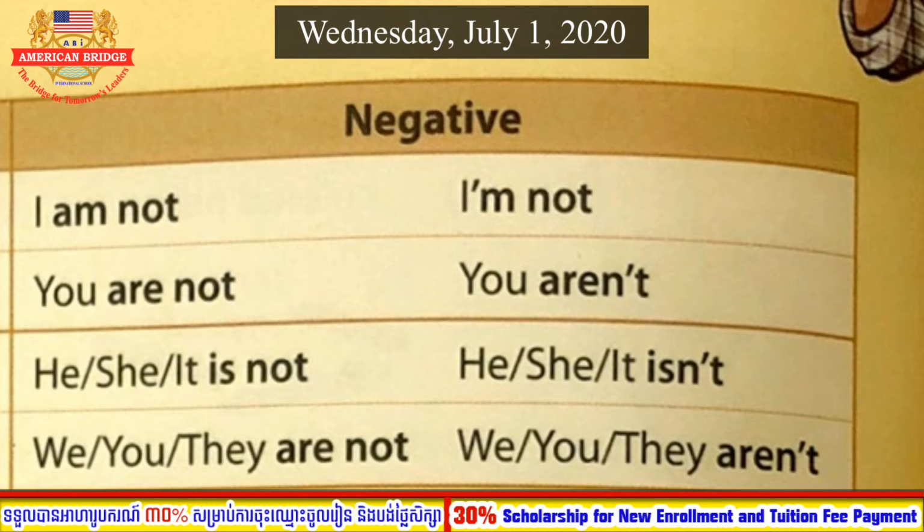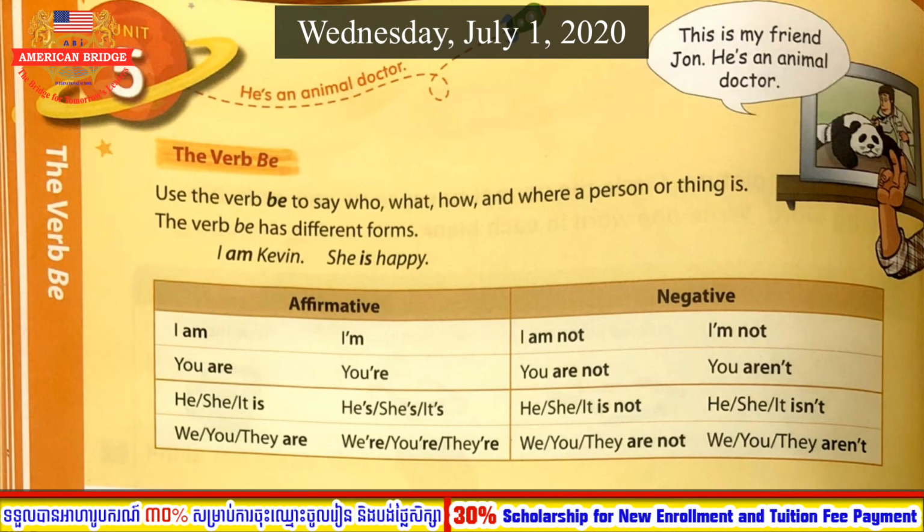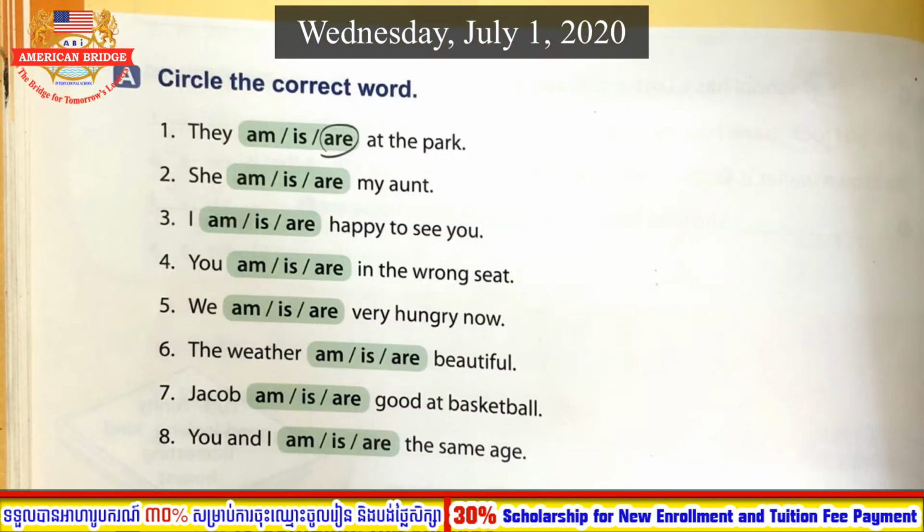We can use the short form or the contracted form. We aren't students. We aren't sellers. We aren't teachers. We aren't bankers. Okay, it means that we are not. So now you understand about the affirmative form and the negative form already. So now let's go to section A, exercise A. So there are two exercises, right? Exercise A and exercise B. So now let's go to exercise A altogether. Circle the correct word. This exercise is extremely easy, just a piece of cake.